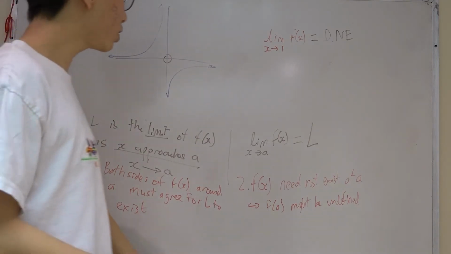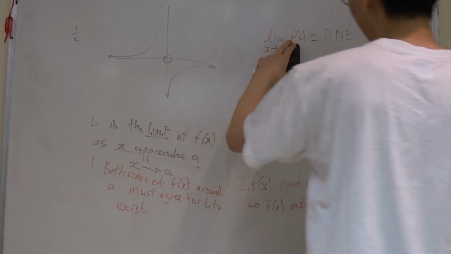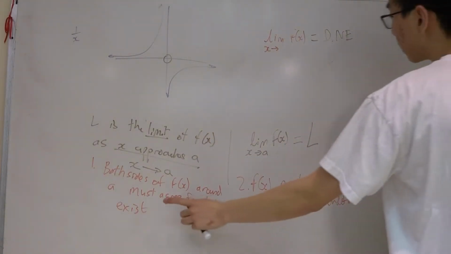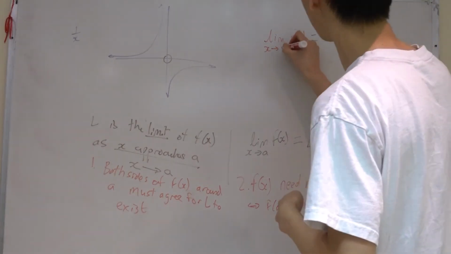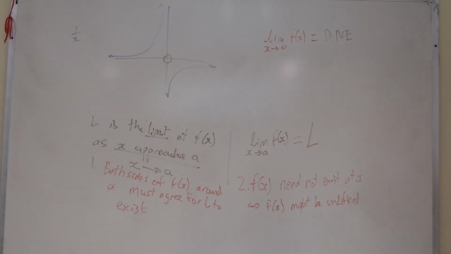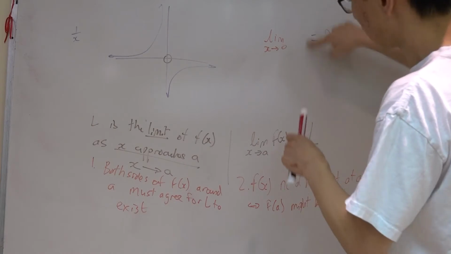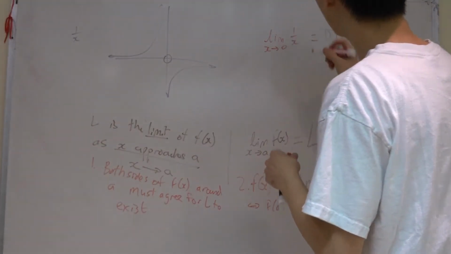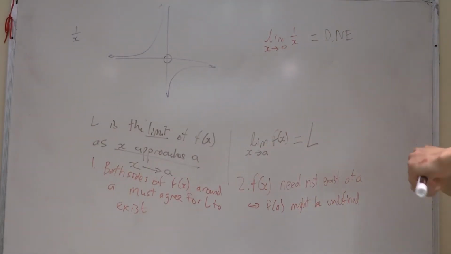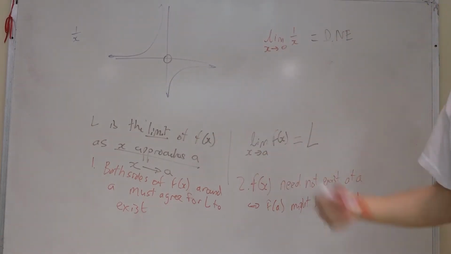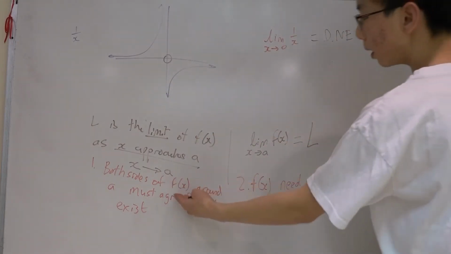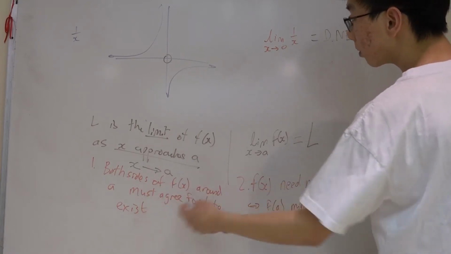But let's just think about why it doesn't exist. Because it's not really because of the same reason that you might think. So we're going to look at the limit as x approaches 0 of f of x, which is going to be 1 over x. And of course the limit does not exist. You can see that one side is going to infinity and the other side is going to negative infinity. There's no way it could possibly exist because both sides of f of x must agree.